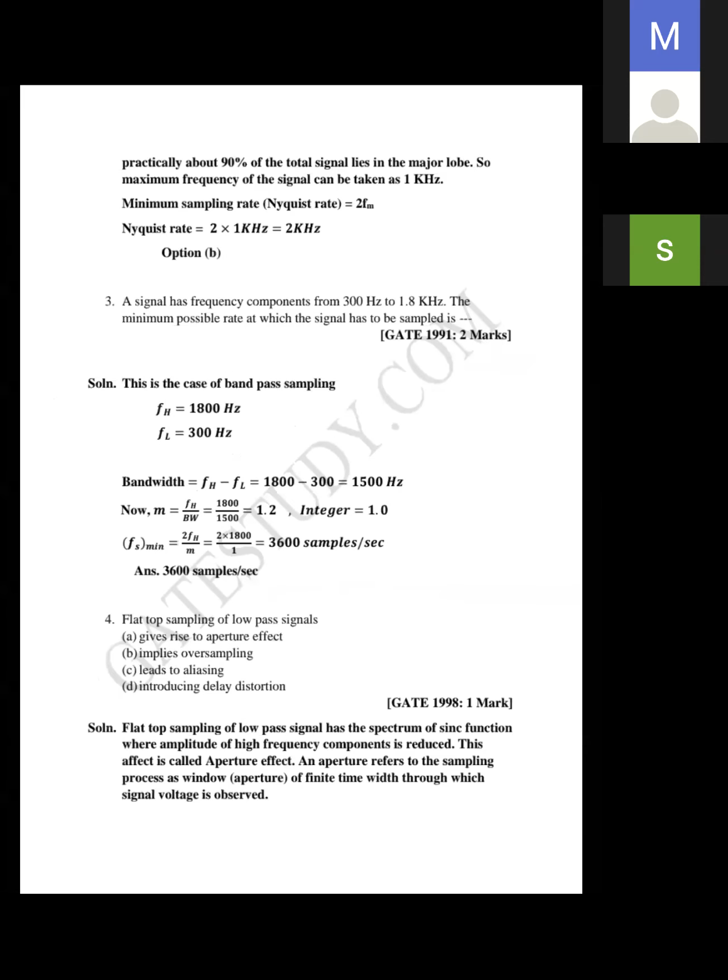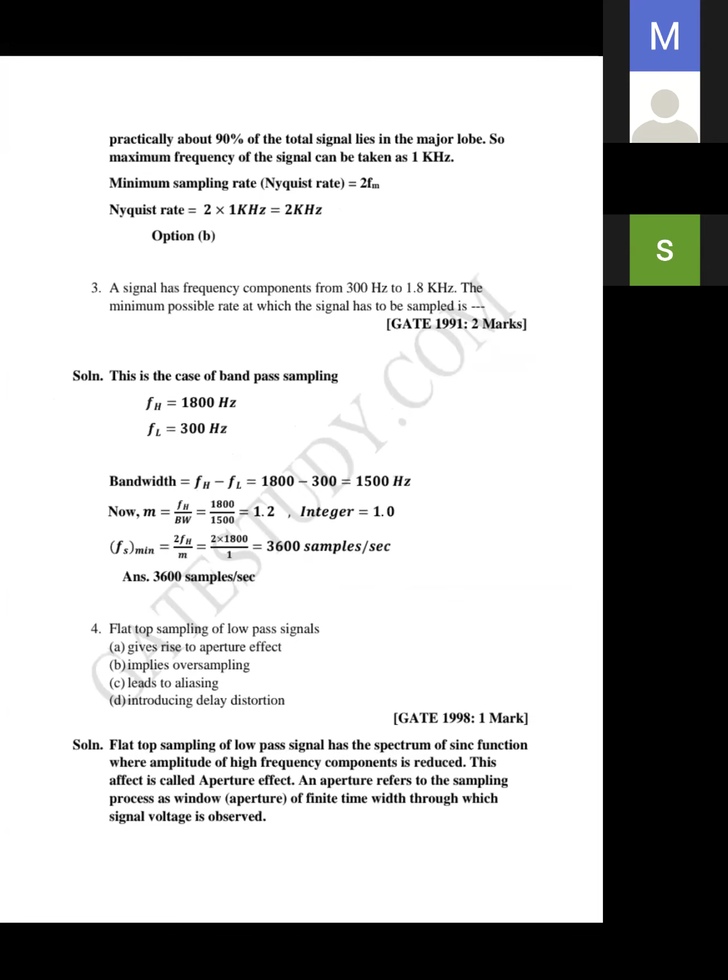So next problem. A signal has frequency components from 300 hertz to 1.8 kilohertz. What is the minimum possible rate at which the signal has to be sampled? They ask again for the minimal possible rate at which we can sample these given frequencies. Here they have given two components, a higher frequency component and a lower frequency component. So we need to first find the bandwidth. Here FH is 1800 hertz and FL is 300 hertz. The bandwidth formula is FH minus FL, high frequency component minus low frequency component. So the outcome is 1800 minus 300, which is 1500 hertz.